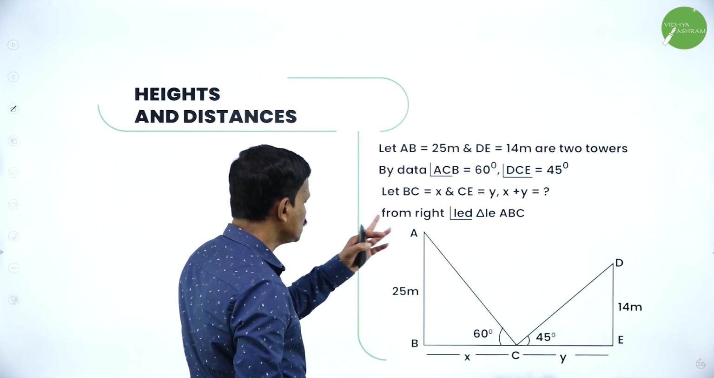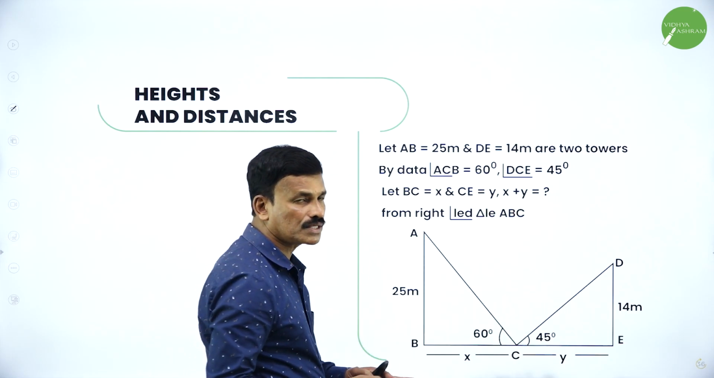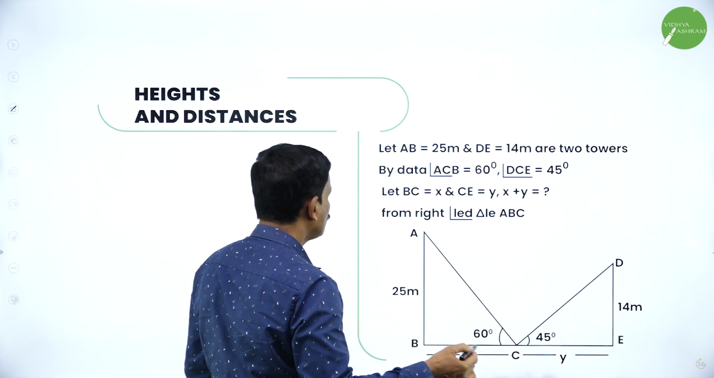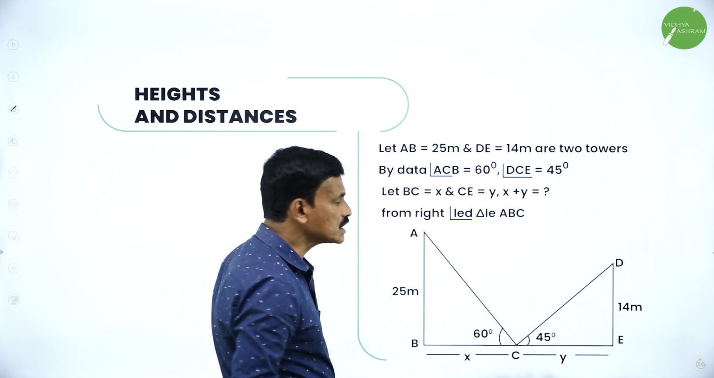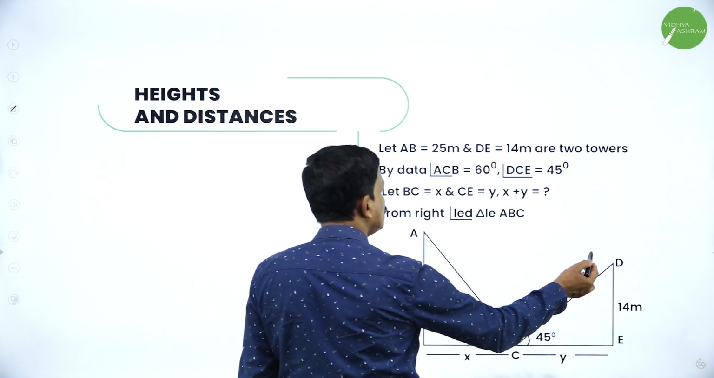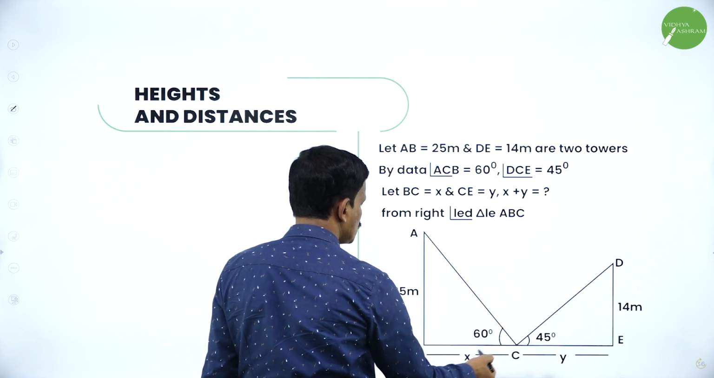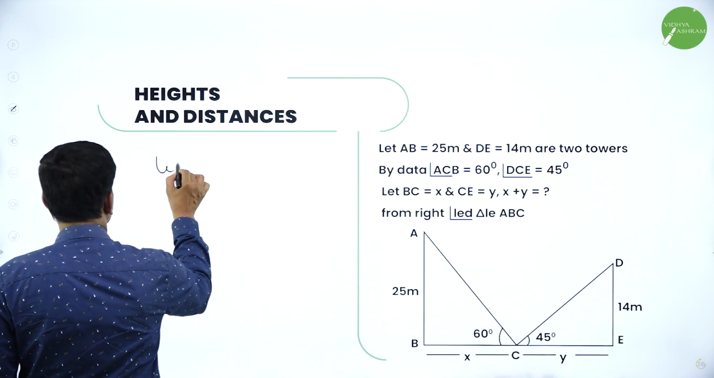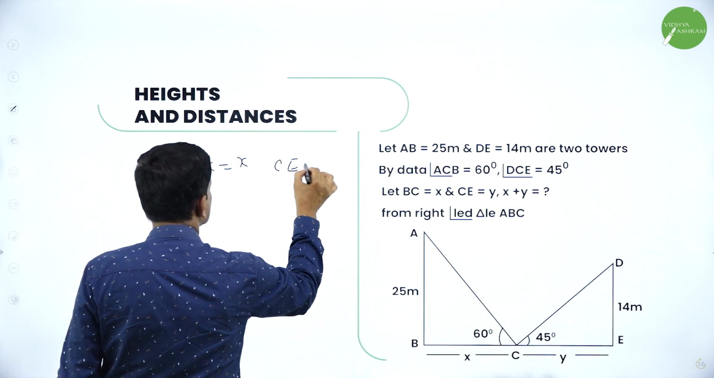Let AB is equal to 25 meters and DE is equal to 14 meters be the two towers. So the heights of the towers AB and DE are 25 and 14 meters, that is given. From the data, the angles of elevation are found to be 45 degrees and 60 degrees. Therefore, angle ACB is equal to 60 degrees, angle DCE is equal to 45 degrees. Now, let BC is equal to X and CE is equal to Y.